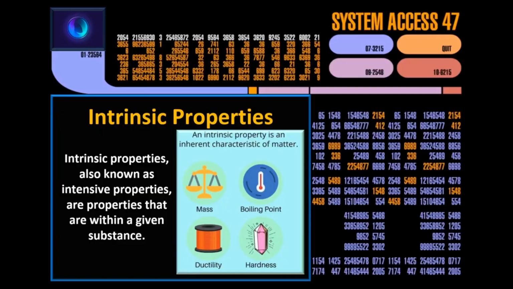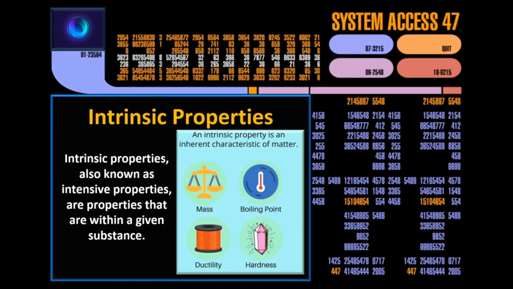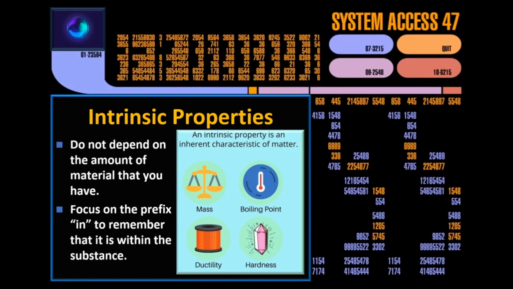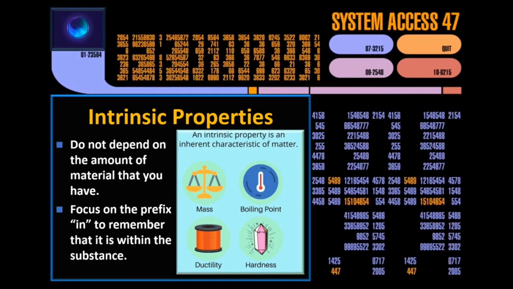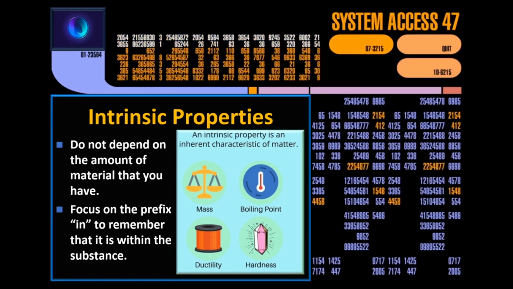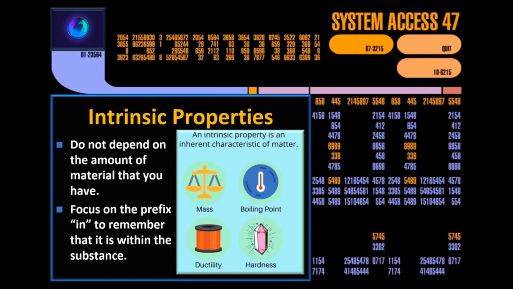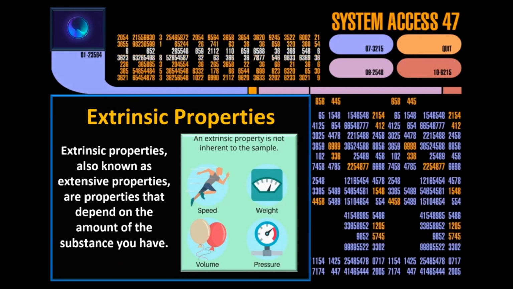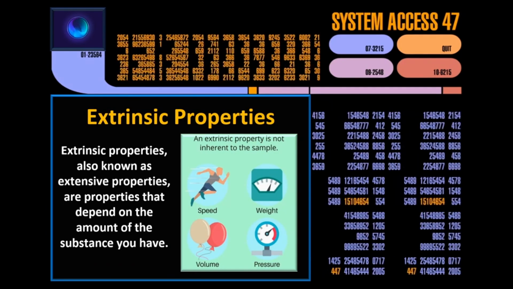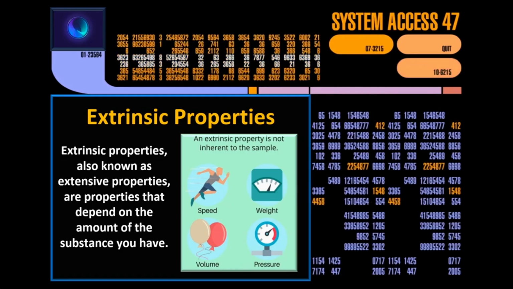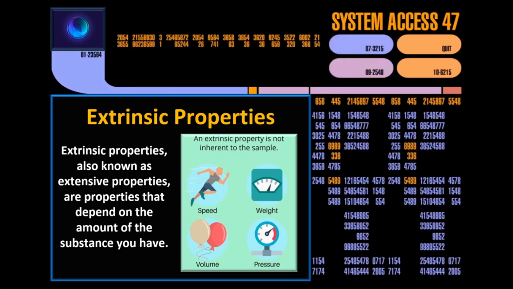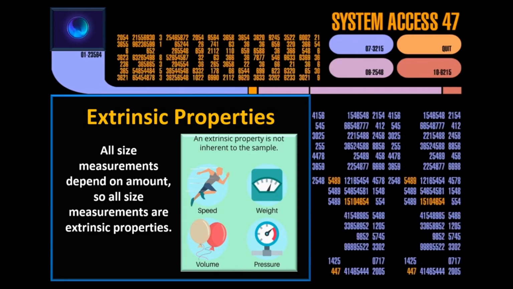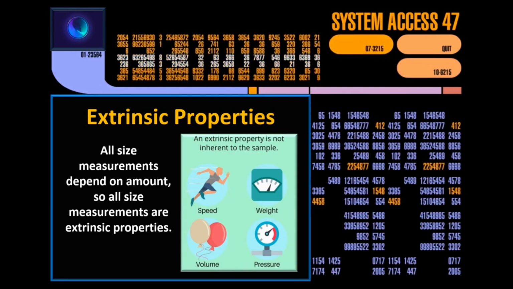Intrinsic properties, also known as intensive properties, are properties that are within a given substance. These properties do not depend on the amount of material that you have. The best way to remember this is to focus on the prefix "in" to remember that it is within the substance. Extrinsic properties, also known as extensive properties, are properties that depend on the amount of the substance you have. All size measurements depend on amount, so all size measurements are extrinsic properties.